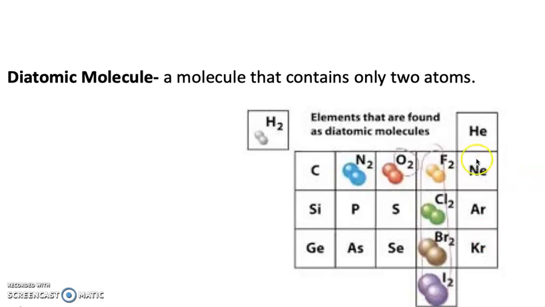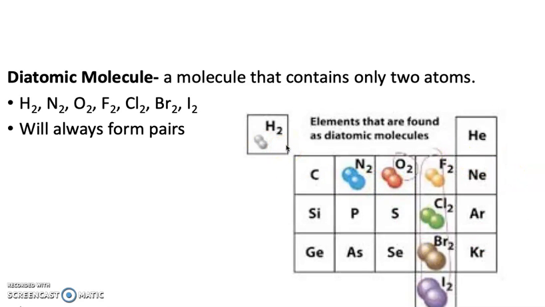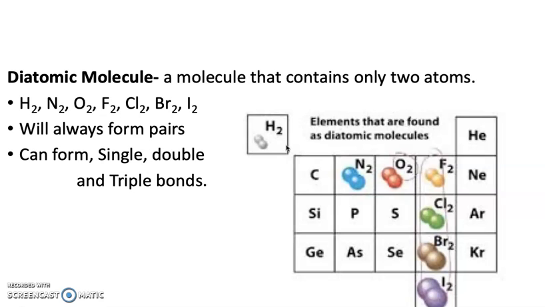So essentially it's group 7A plus oxygen, nitrogen, and hydrogen. They will always form pairs. When in doubt, they're going to pair up. And there's going to be single, double, and triple bonds. Now, how this works is very simple. Hydrogen forms a single bond, nitrogen forms a triple, oxygen forms a double, and then all group 7A forms a single bond. And we're going to come back to that. But here again, single, triple, double, single.